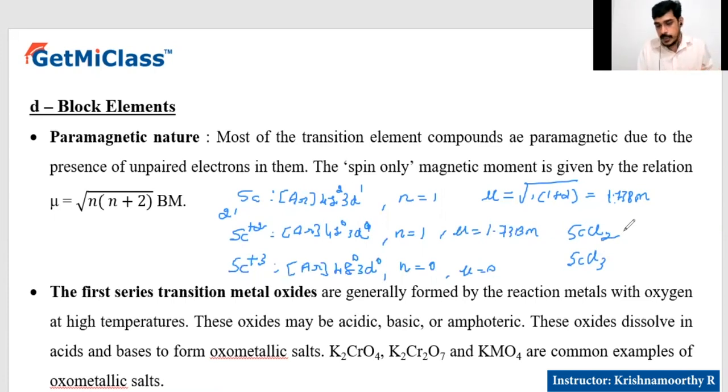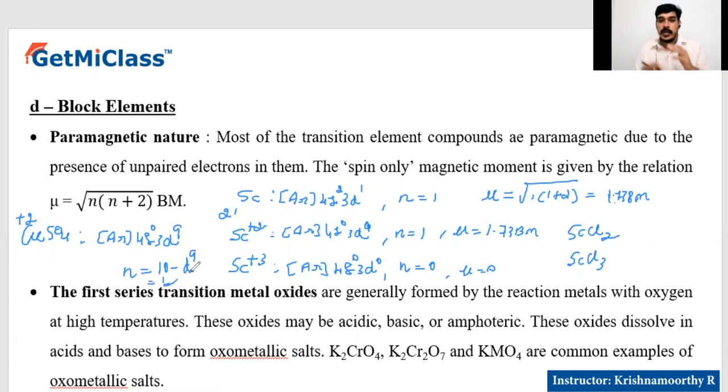Like this, we can calculate the magnetic moment of any kind of transition metal atom or ion, or that atom in any kind of compound. For example, if you consider copper sulfate, CuSO4, here the oxidation number of copper is +2. It means that the configuration for copper is argon followed by 4s0 and 3d9. So the total number of unpaired electrons is 10 minus the d9 electrons, so only one unpaired electron. The magnetic moment value is somewhat 1.73, like that.